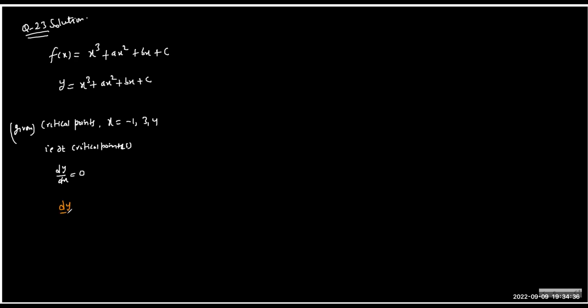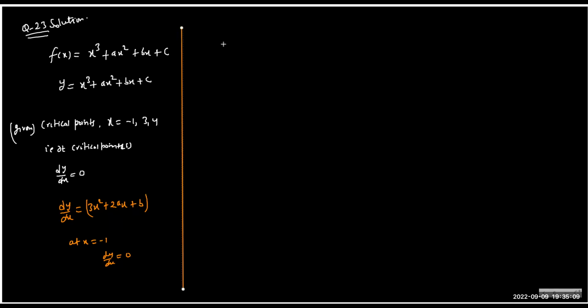What is dy by dx first of all? Tell me. 3x square plus 2ax plus b. Very good. But we don't know whether it will be 0 or not as of now. But we know that if x is -1, then it must be 0. So at x equals -1, dy by dx: first I need to substitute the value x equals -1. So we get 3(-1) whole square plus 2a(-1) plus b equals 0.